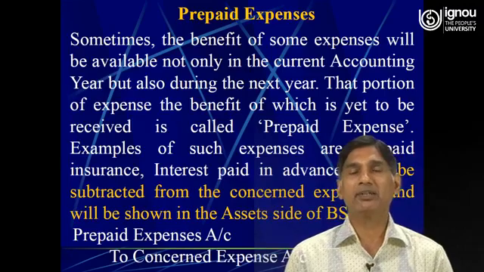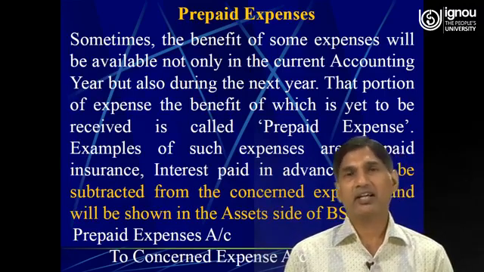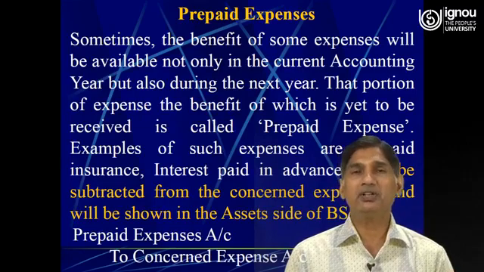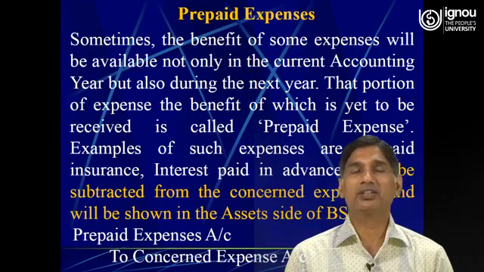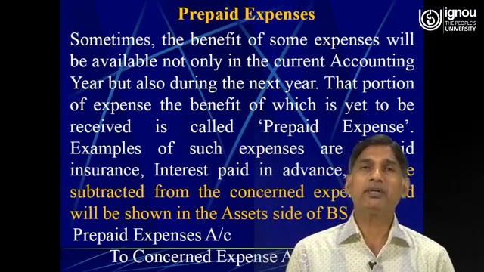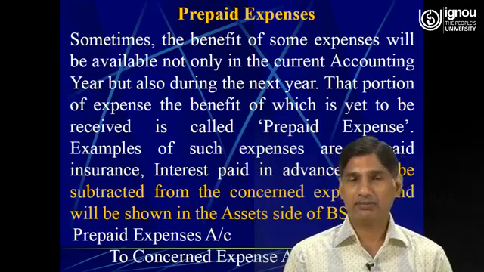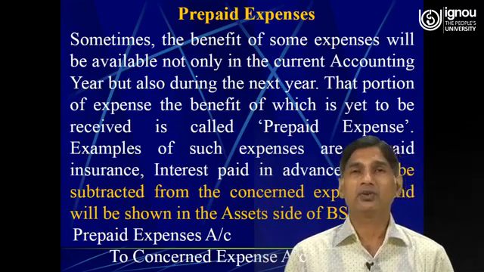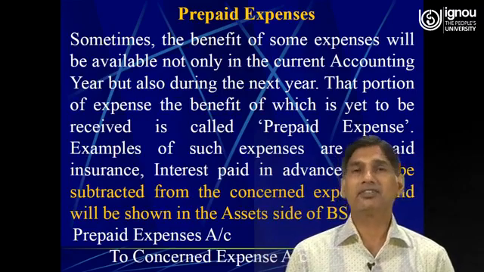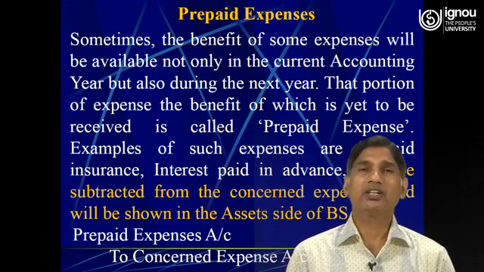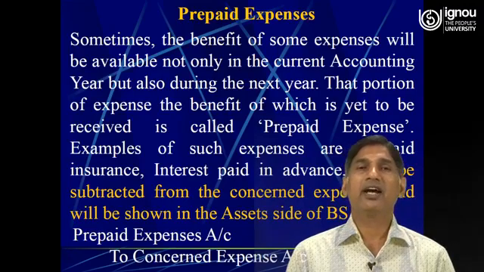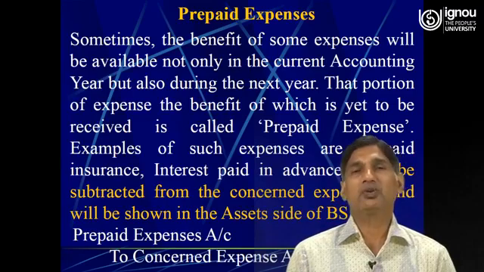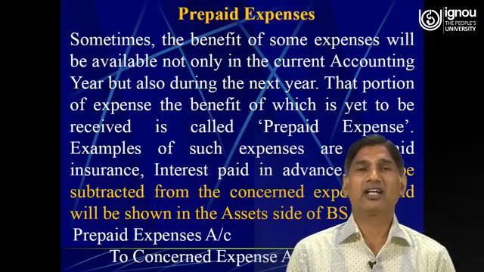So, prepaid expenses account debit to expenses. Here the prepaid insurance is the adjustment, so the entry would be prepaid insurance account debit to insurance. Prepaid insurance is a personal account, so here we apply the rule of the personal account, debit the receiver and credit the giver. Here, debit the receiver, the person who has received the benefit, therefore we debited the prepaid insurance account, and credited the concerned expense, insurance.